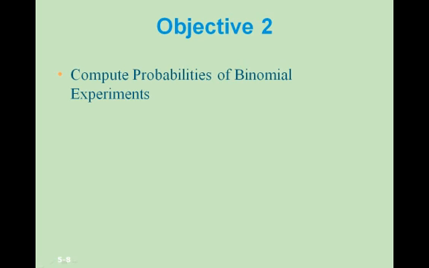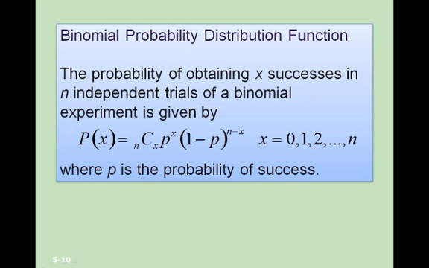Objective 2. We want to compute probabilities of binomial experiments. For the binomial probability distribution function, the probability of obtaining X successes in n independent trials of a binomial experiment is given by this formula here, where p is the probability of success. And note that nCx would be the formula we had for a combination of n objects taken x at a time.